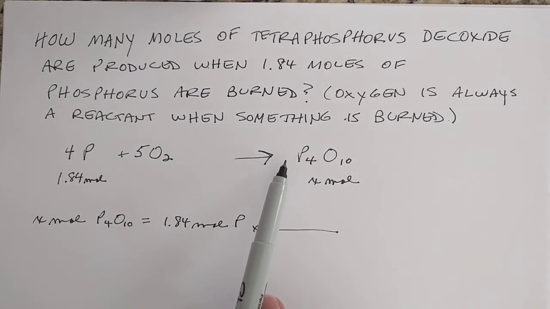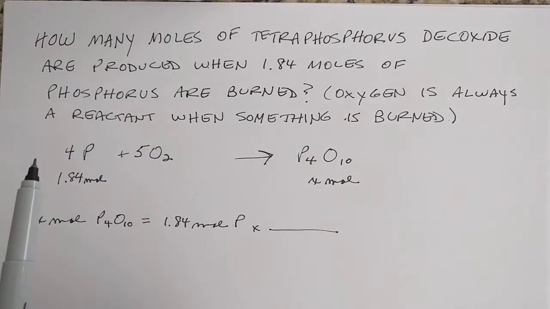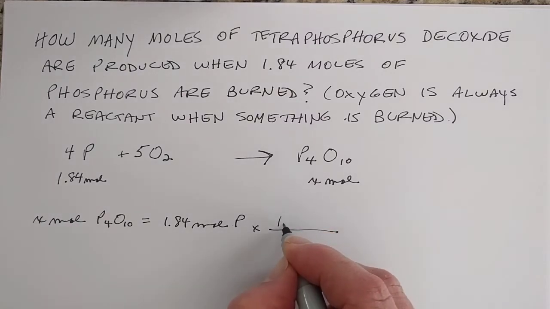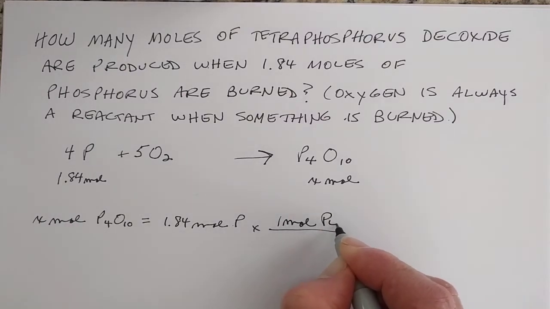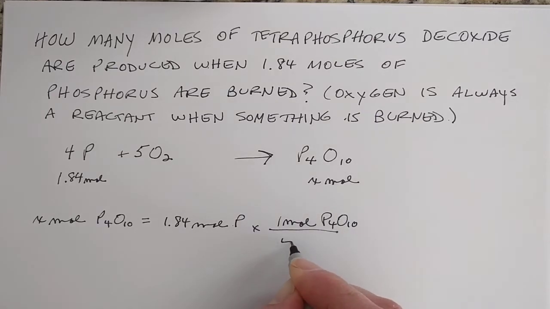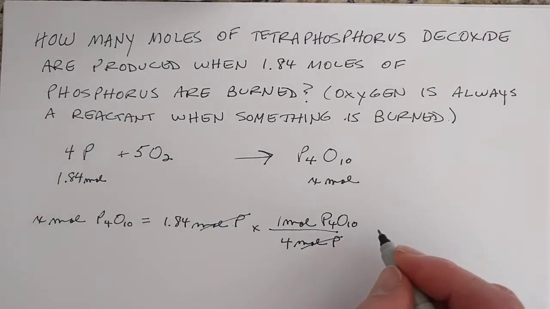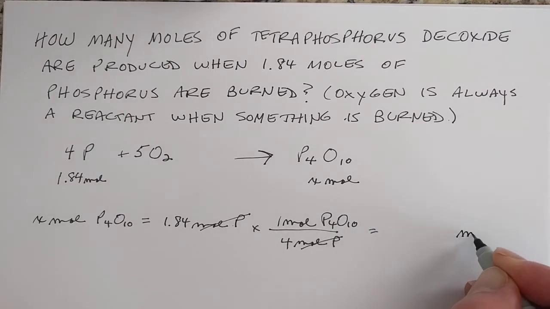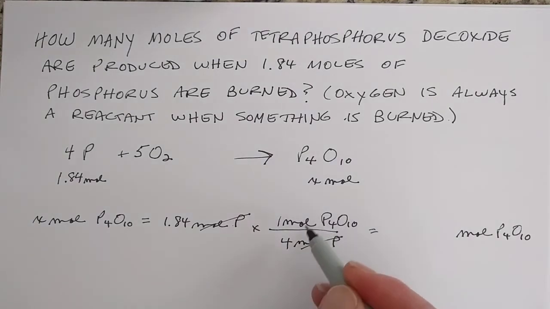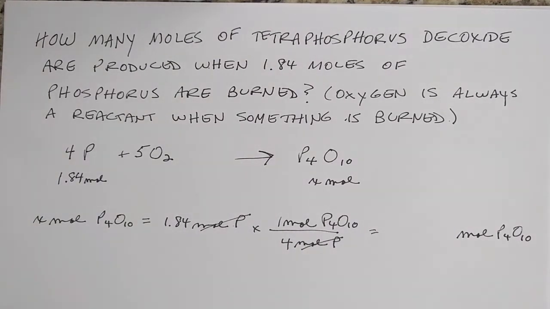So we have 1 mole of P4O10 for every 4 moles of phosphorus. So now moles of phosphorus cancel out moles of phosphorus. The units on the right match the units on the left that I'm looking for. Put in my unit of moles of P4O10. Unlimited sig figs, 3 sig figs. So our answer needs 3 sig figs.